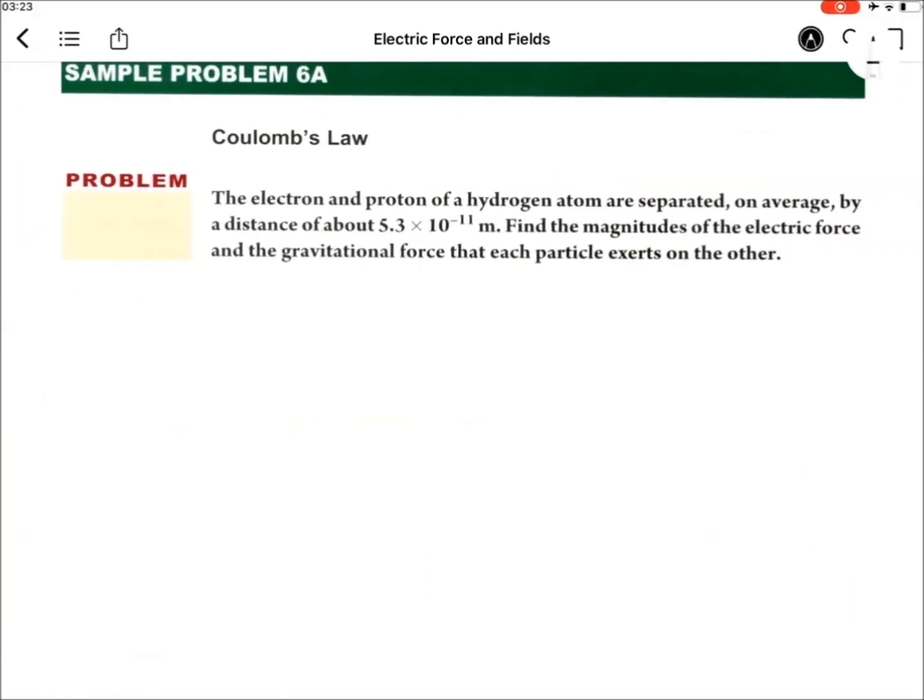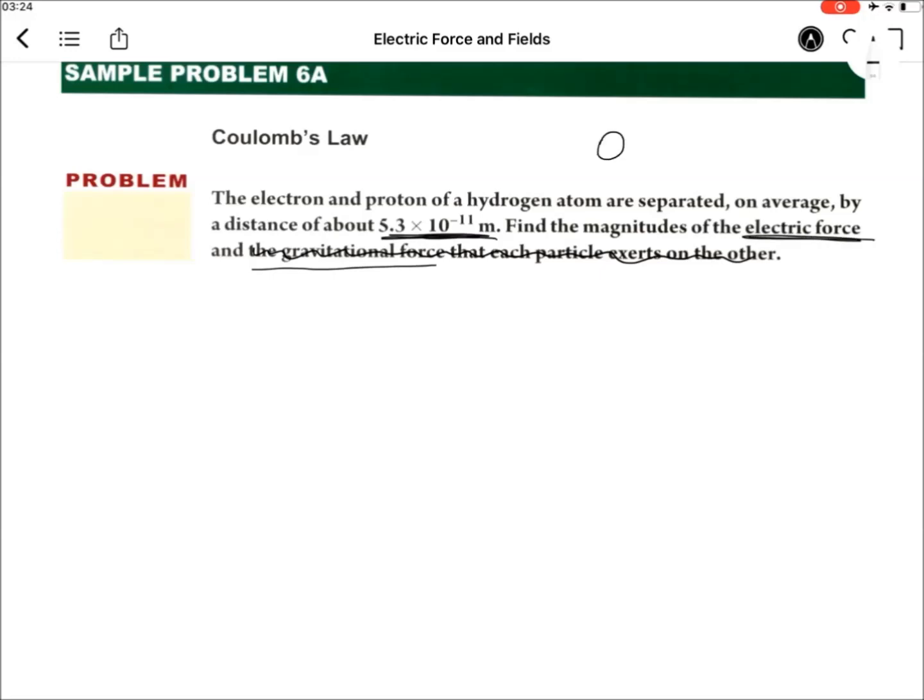There is a sample problem. This problem says the electron and proton of a hydrogen atom are separated on average by a distance. So this is the distance between proton and electron. Find the magnitudes of the electric force and gravitational force that each particle exerts on the other. Now we are not concerned about this part. We can discuss it later. But we will discuss the electric force between these two.